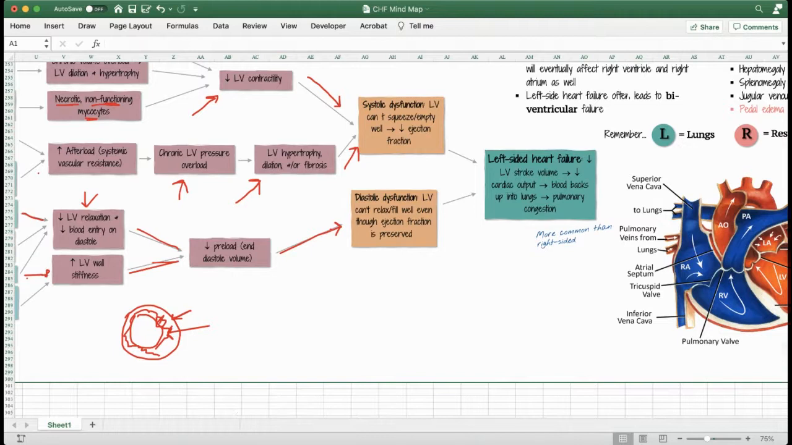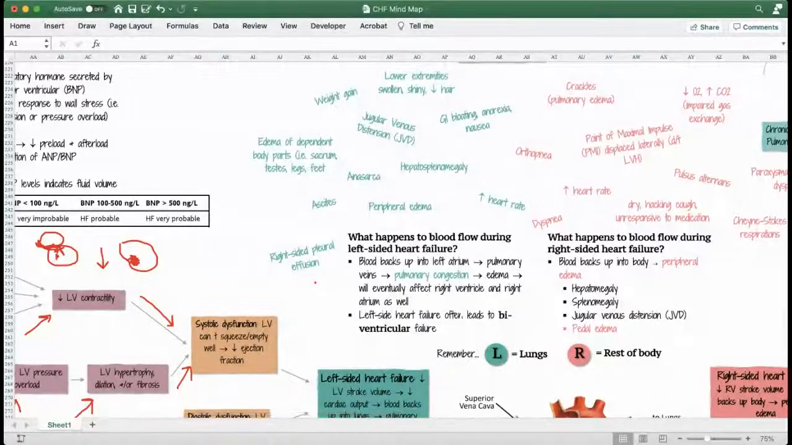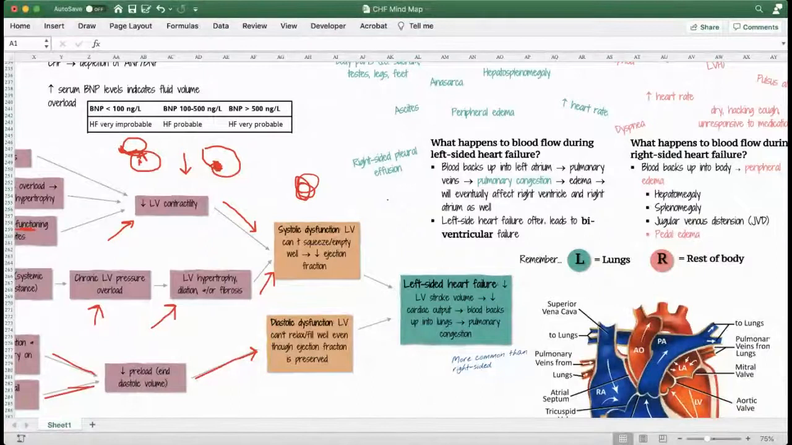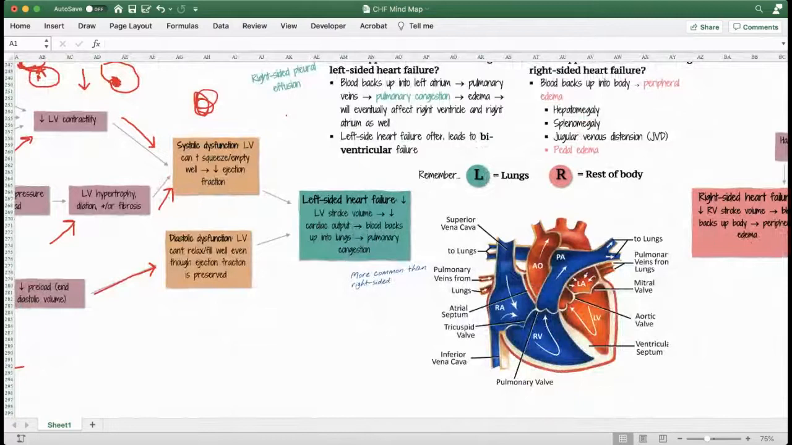If you look up here in the kind of greenish color, it highlights what happens to the blood flow during left-sided heart failure. We've talked about it. If you have a left-sided heart failure, whether it's caused by any one of these things over here, what's going to happen? You know that what's inside of your left ventricle is not getting pumped out. So what happens to it? If you look down at this diagram, it just sits in here. It builds up in here.